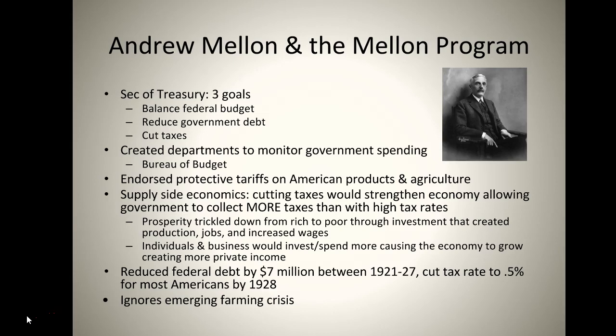The problem with the Mellon program is it ignores the farming crisis. It ignores the signs like the real estate bubble. It ignores the signs of the consumer credit and those kinds of things that are indicating an economy that's not nearly as strong as it looks like it might be. And so the Mellon economics, supply-side economics, really kind of ignores some key factors.